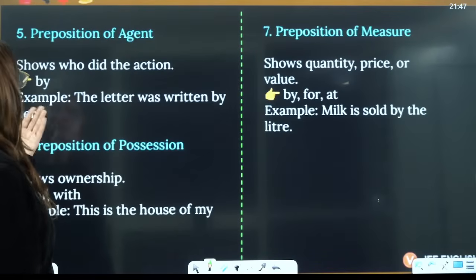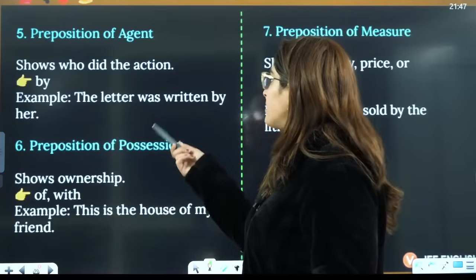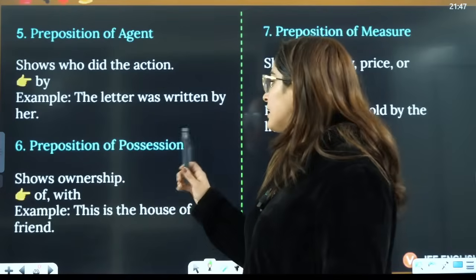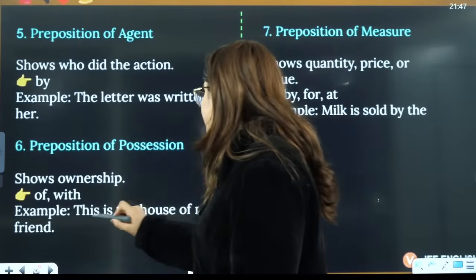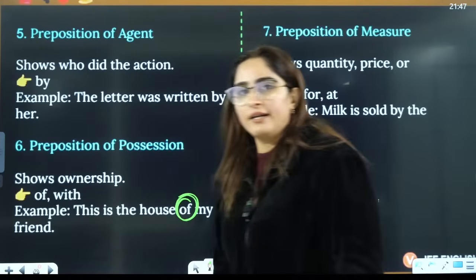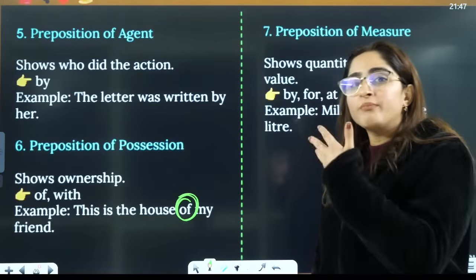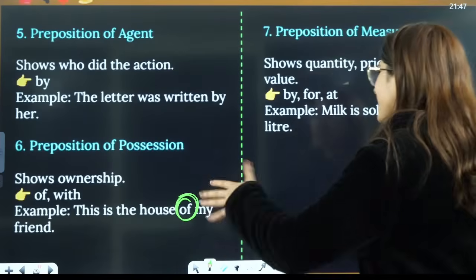Then the preposition of agent shows who did the action. This work is done by him, right? The preposition of possession means ownership. This is the house of my friend. I am going with my friend. This is the house of my friend. So I think you can easily do that.